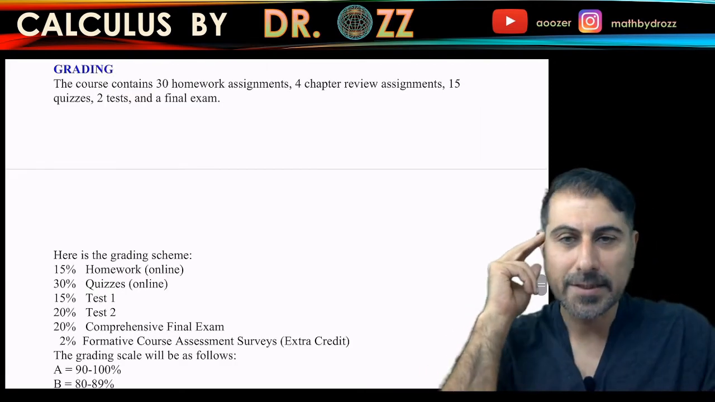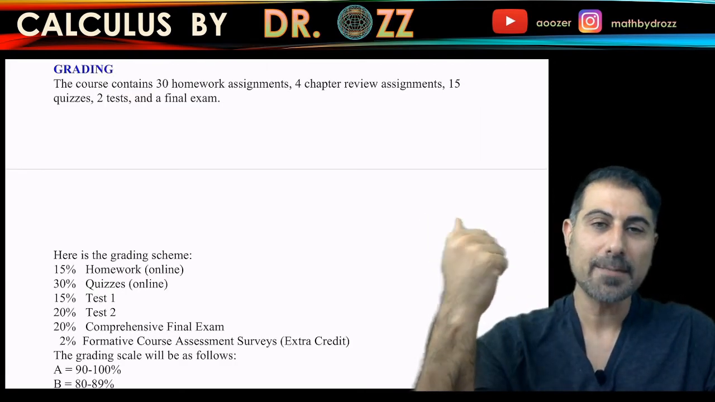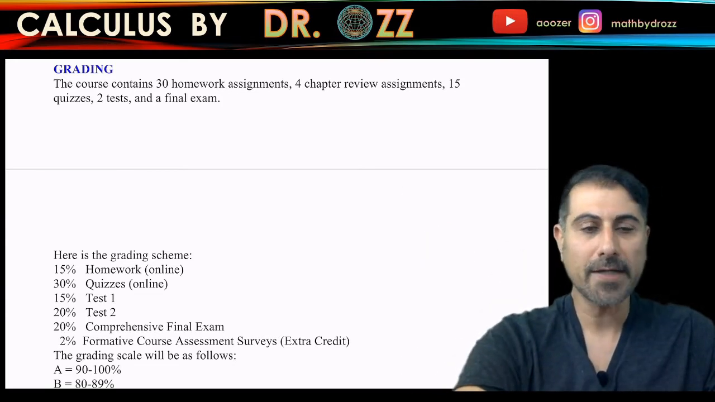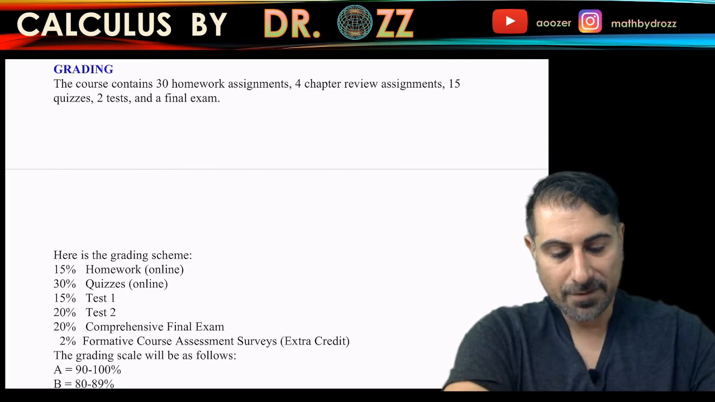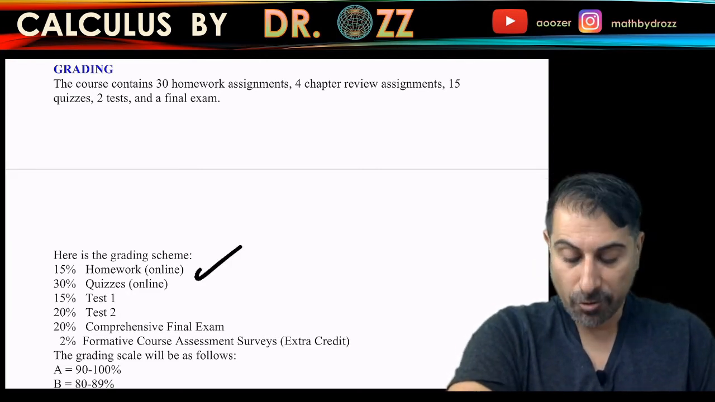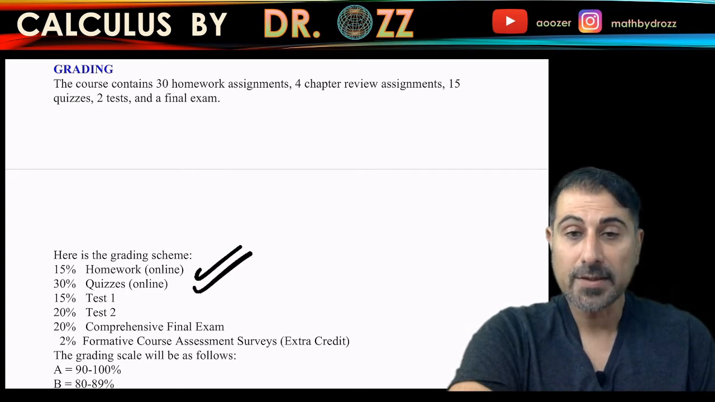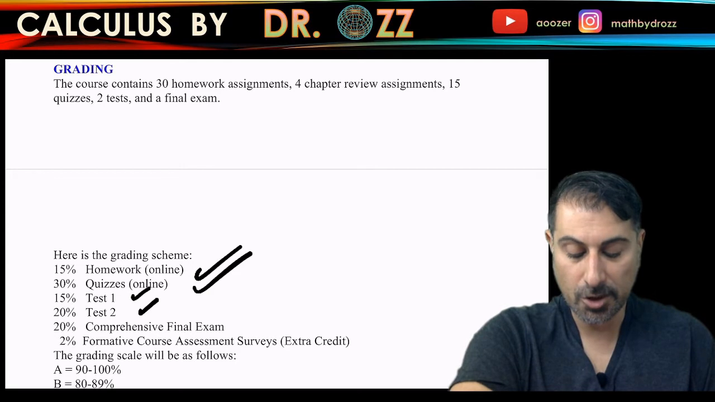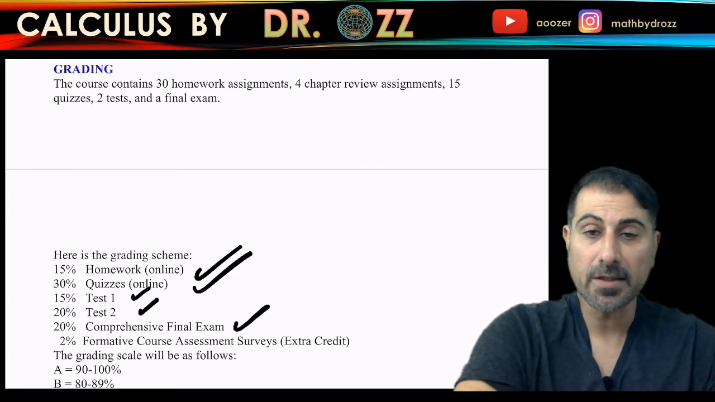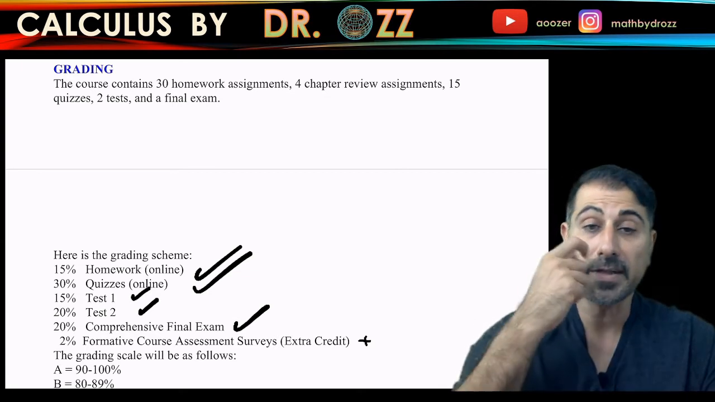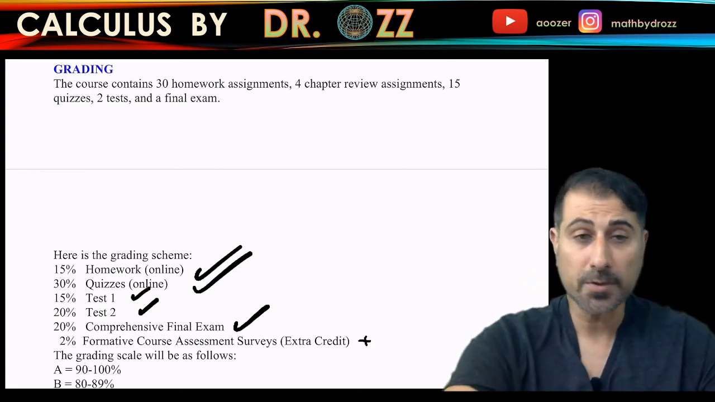And here's the grading scheme. You have 30 homework assignments, 4 chapter review assignments, 15 quizzes, 2 tests and a final exam. You will have 15% for the average of the homework, 30% for the average of the quizzes, 15% for the first test, 20% each for test 2 and the comprehensive final exam, and you will have an extra 2% coming your way for the surveys. So that adds up to 102%.